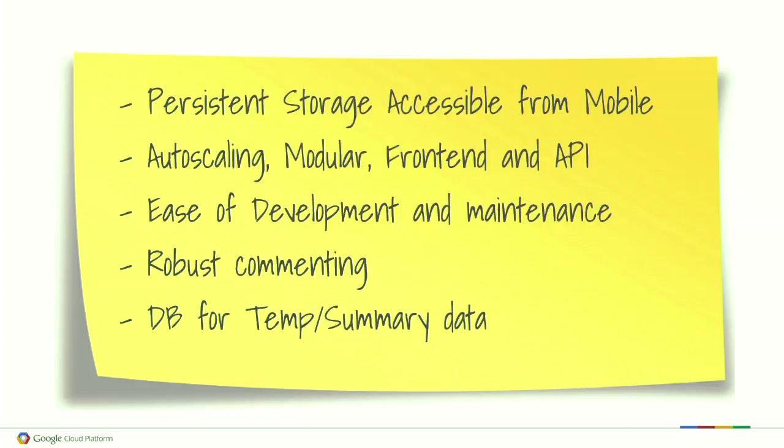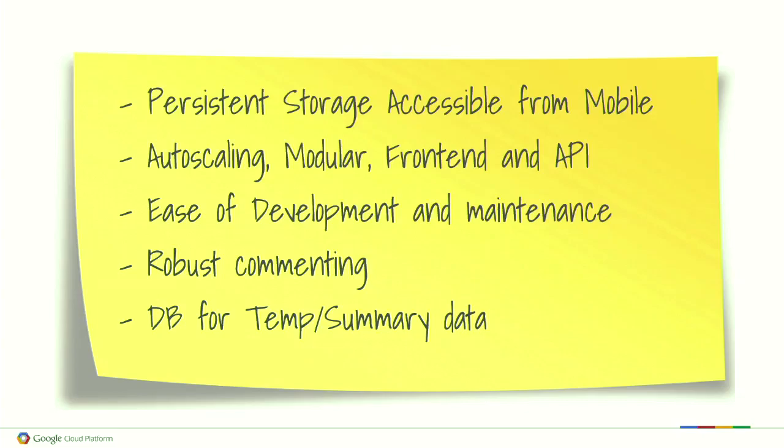So architectural decisions. This is our shopping list for our Walkshare application. We wanted somewhere to store the data from the mobile device. So it had to be persistent, and it had to be accessible from the mobile. We also needed a modular auto-scaling front end and API. We needed things to be easy to develop. After all, we work at Google, we're really busy, we don't have a huge amount of time to spend developing applications for Google I/O. And also because it's likely to break during the keynote, it needs to be very easy to maintain, so we can go up there on stage and fix it and look really cool.